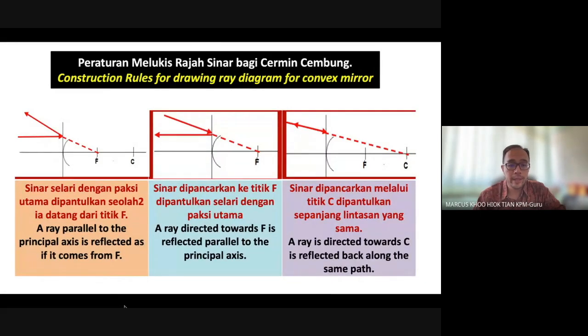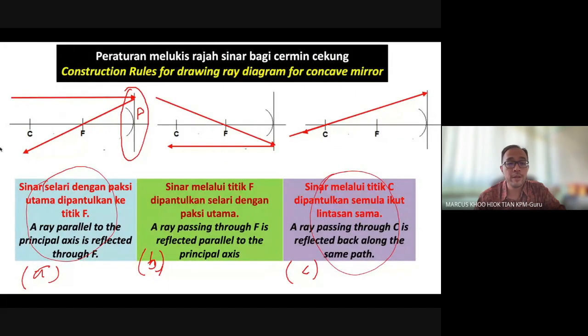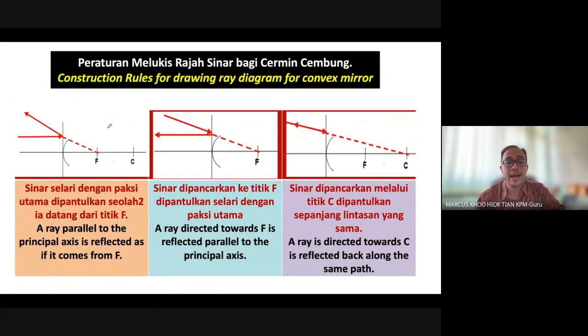But unlike the one on the concave mirror, you see, for the concave mirror, the C and F are all on one side. Okay, but for the convex mirror, okay, the C and the F are behind the mirror. Okay, this is a convex mirror, its pole is outside. Okay, everything else is behind the mirror.